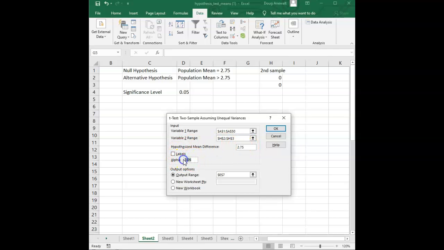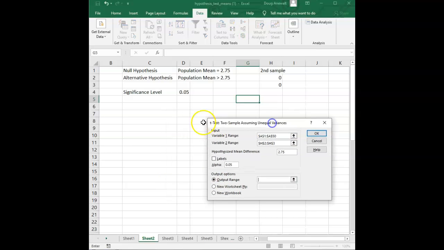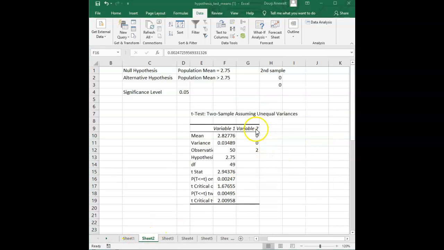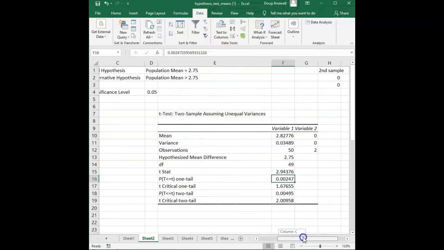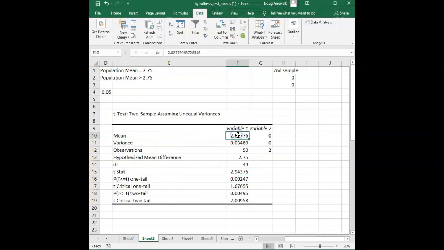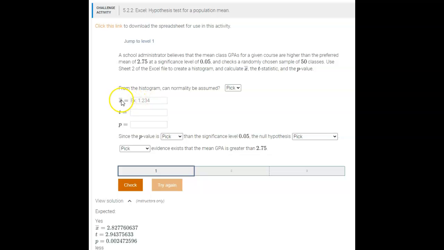Enter in what your value is for your significance level right there. And then where do you want your output? So again, you can just delete that, click wherever you want it to show up, and hit OK. And then you get your results pretty quick here. So it shows you, scroll over here, the mean of your sample pops up, and you're going to need to enter that. X with a bar over it, X bar is the sample mean, so I'm going to type that in here.